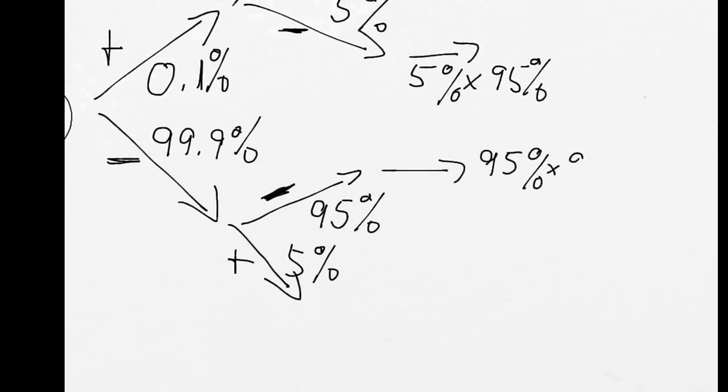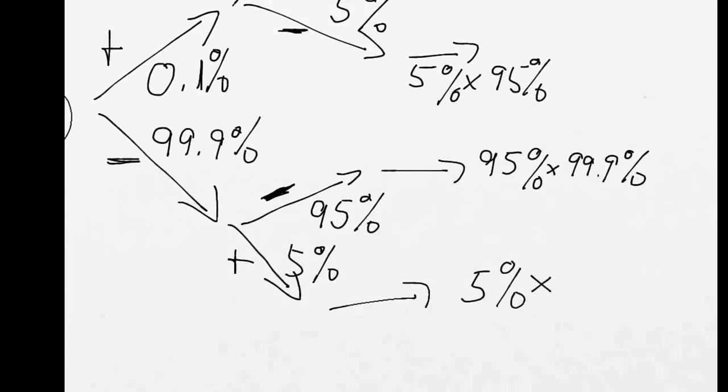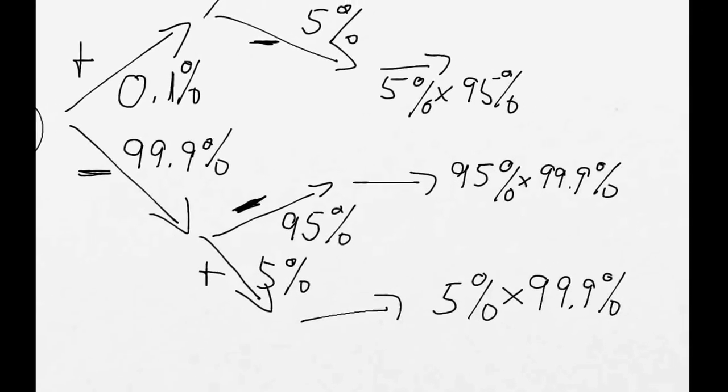95% times 99.9%. And last but not least, we have exactly 99.9%. Yeah, you got it? How do you get these calculations?